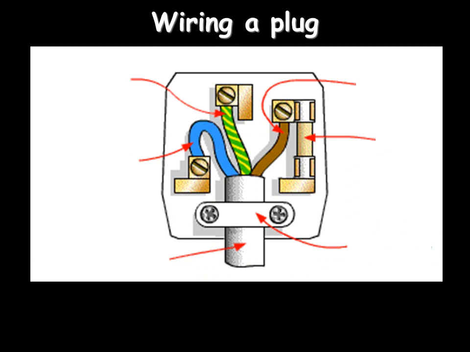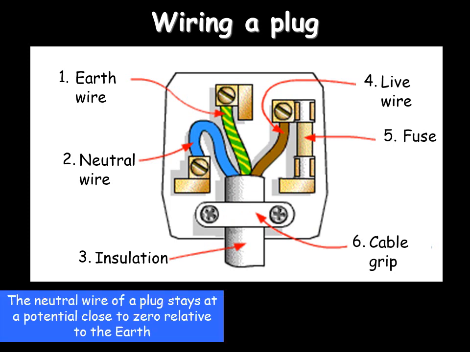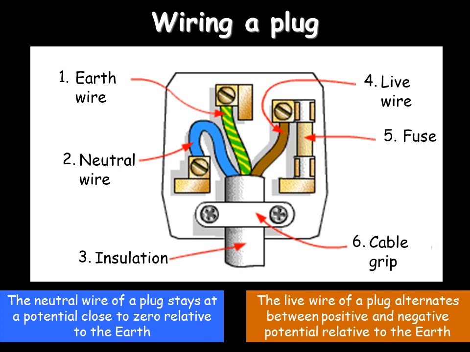Common question, and please remember this, if you ever want to wire a plug, you must remember the colours. The earth wire here is the green and yellow stripes, connect the top. The blue wire is the neutral wire. You have insulation here, everything must be insulated to stop electric shocks. The live wire is coloured brown, is connected to the fuse, because that carries all the current. And you make sure that you have a good cable grip to stop the cable falling out. You must remember those colours. The neutral wire is where the electricity returns, and the live wire is where the electricity goes into the device.